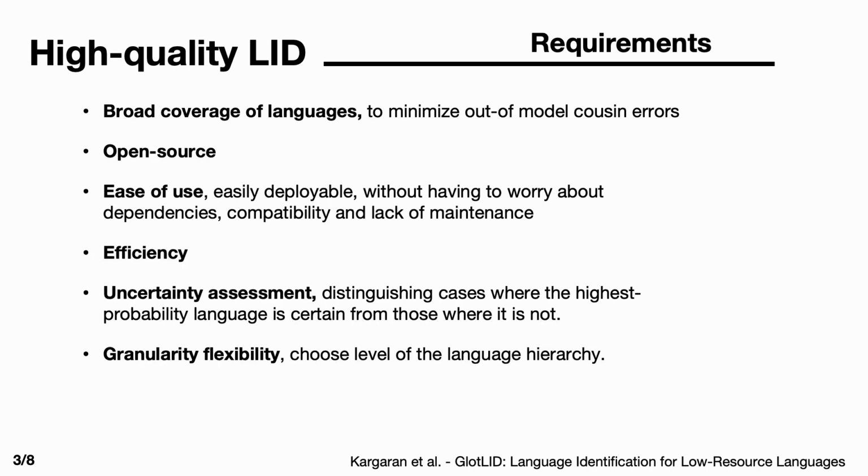The other requirements include that the LID should be open source to enable collaboration between researchers, it should be easy to use, and it should be efficient so it can be used in the corpus cleaning pipeline for lower resource languages. It should also provide uncertainty assessment so users can distinguish the cases where the highest probability language is certain from those where it's not. And it should provide granularity flexibility so users can choose the level of language hierarchy they want, for example, if they want to classify it as a micro language or as one of the varieties.